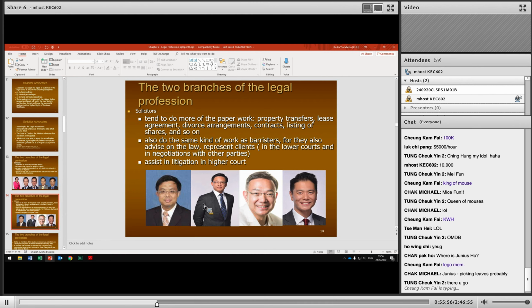Now we go to solicitors. Solicitors tend to do more of the paperwork: property transfer, lease agreement, divorce arrangement, contract, listing of shares, usually called an IPO, initial public offering. They also do some of the same kind of work as barristers. They also advise on the law, represent the client in the lower courts, and also in negotiation with other parties.